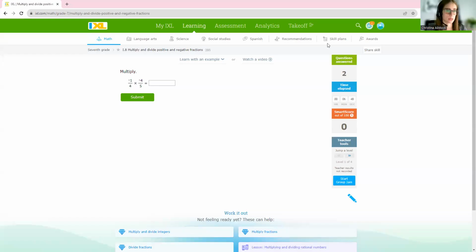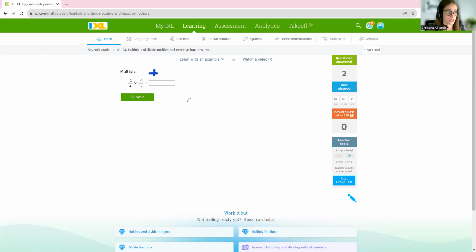All right, let's look at this problem. We are being asked to multiply -1/4 and -4/5. So first, I'm going to check out the sign so I don't forget about it. We have a negative times a negative. When you're multiplying and dividing, if the signs are the same, your answer will always be positive. So that means I'm going to have a positive answer.